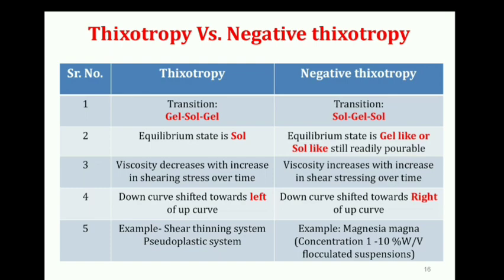Whatever polymers there are, all these polymers generally exhibit thixotropic behavior. And in case of negative thixotropy, the example is magnesia magma. The concentration is generally 1 to 10% divided by volume, and a flocculated suspension. Again, remember the concentration and the type of suspension, that is, a flocculated suspension. It is important while comparing negative thixotropy and dilatancy.